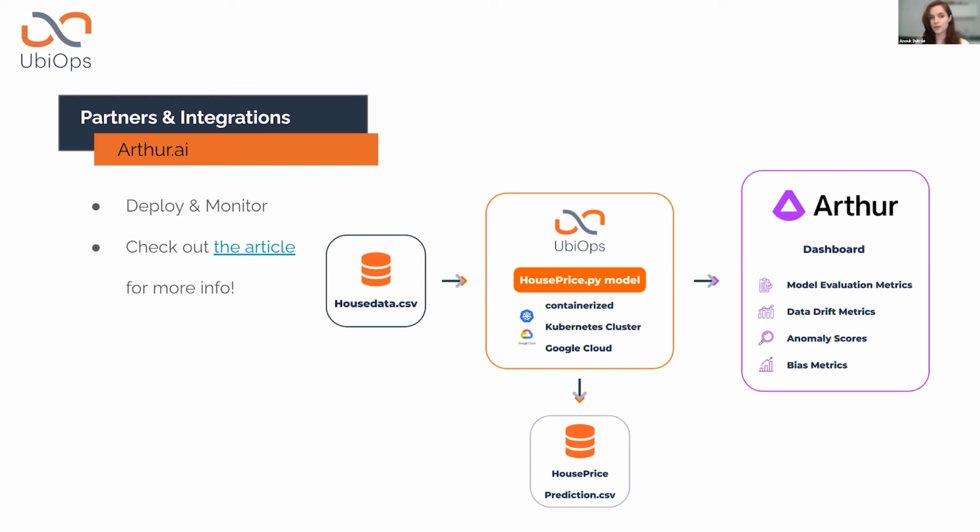We've also written an article with an example of how to set these side by side. In this case, I believe it was either a TensorFlow or an XGBoost model. I'm not entirely sure off the top of my head. That was deployed on UbiOps for predicting housing prices, and Arthur.ai was used to monitor things like data drift and anomaly detection on the side.